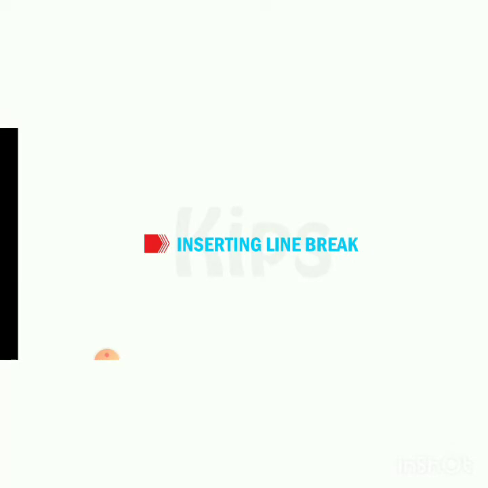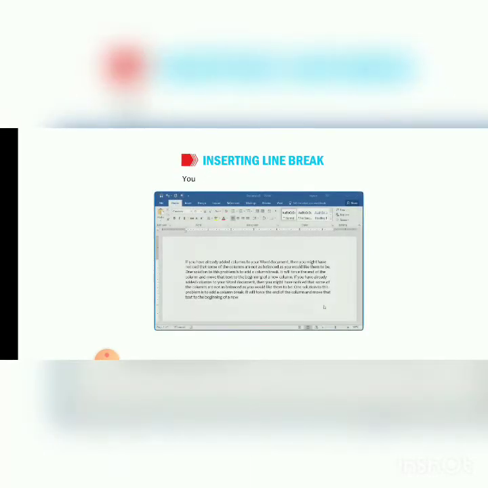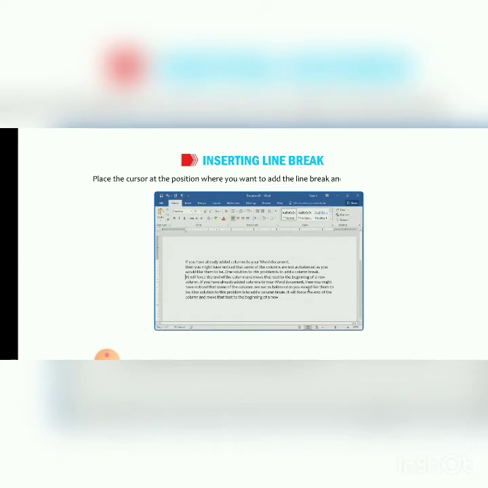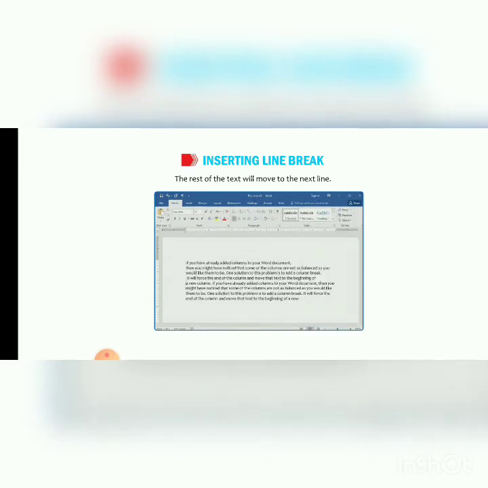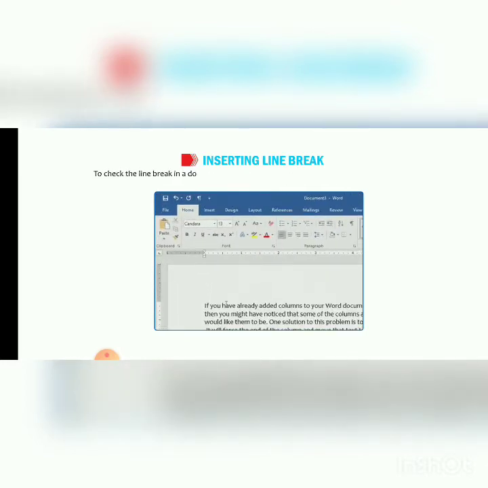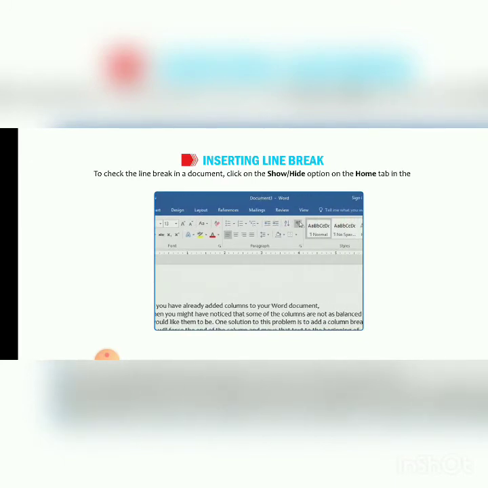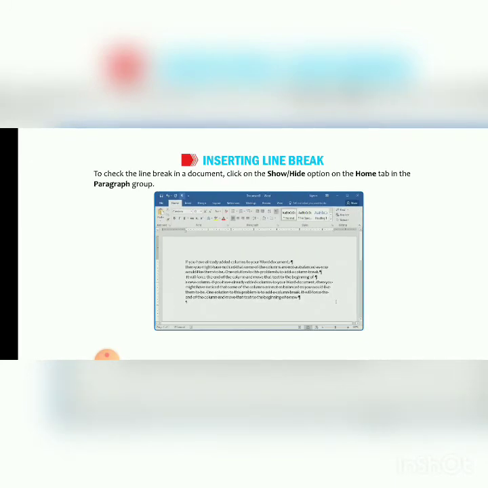So let us learn how to do line break. For that, you can put line break anywhere in a word. Place the cursor at the position where you want to add the line break and press the enter key. The rest of the text will move to the next line. To check the line break in a document, click on the Show Hide option on the Home tab in the paragraph group.